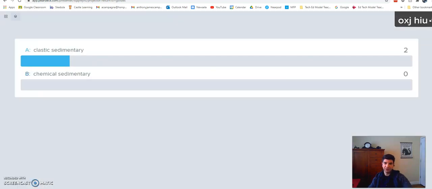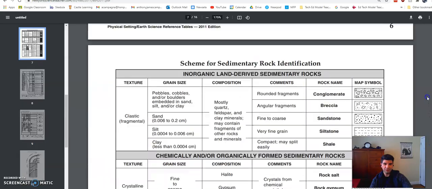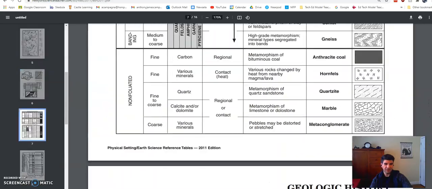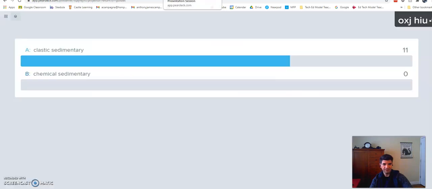We have a couple choices here. It's either clastic or chemical. I hope this isn't just mob mentality. You see everyone putting down clastic. Everyone's like, oh yeah, it's clastic. Yes, that sounds good. And yes, the answer is clastic. And if you didn't know, it's quite simple. All you do is go to ESRT page 7. Almost said 6. Page 7. And you just look right here. Clastic. Easy peasy.